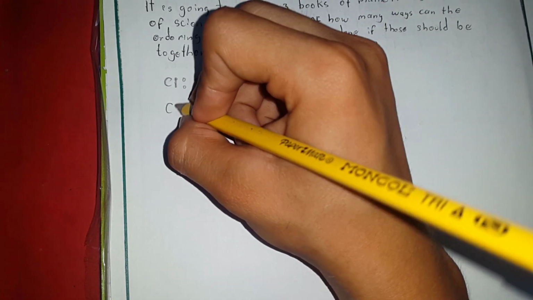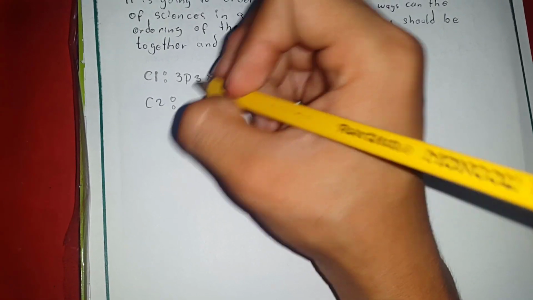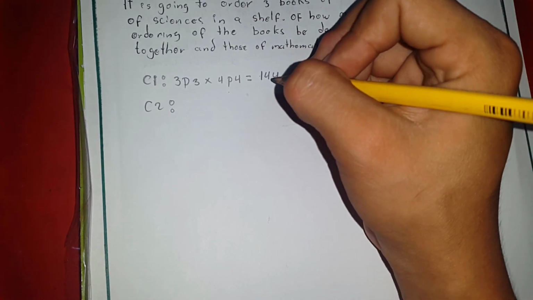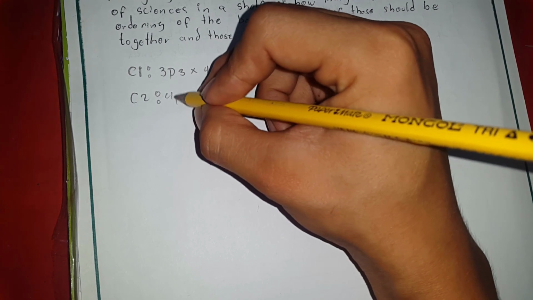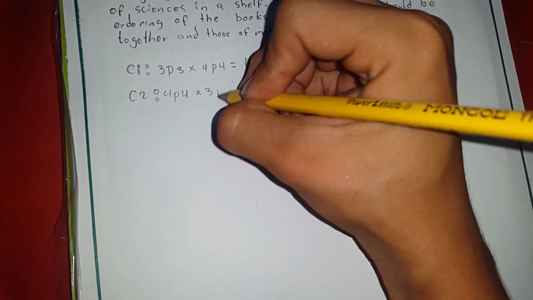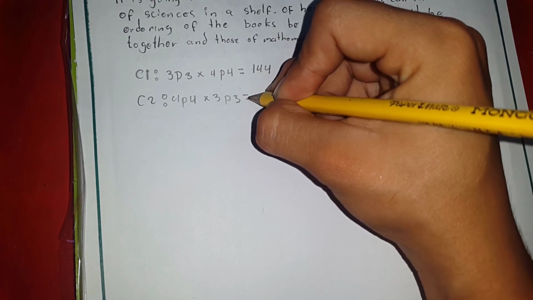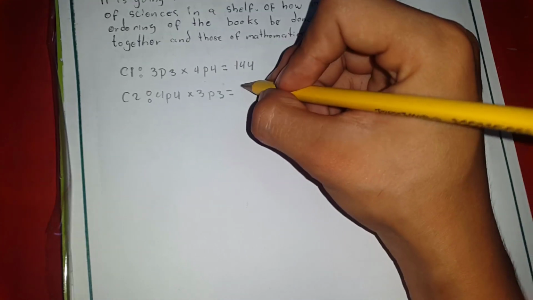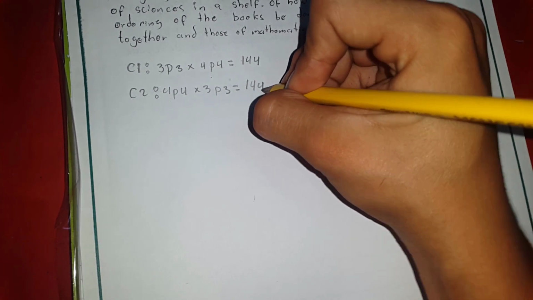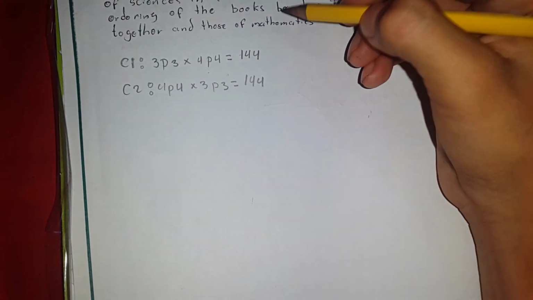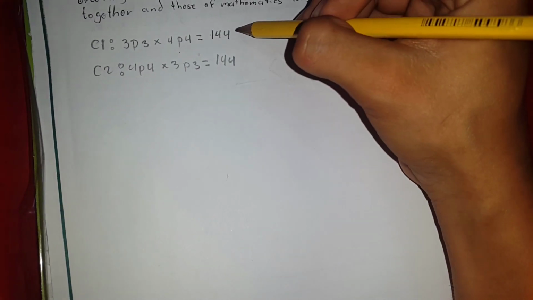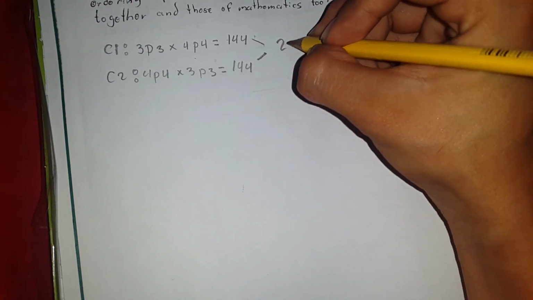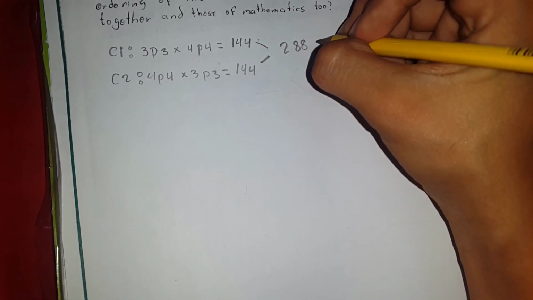In the second case, the science books will be sorted first, and then those of mathematics. Resulting in this multiplication. And this also gives 144. Then the results add up, resulting in 288 ways the books can be ordered.